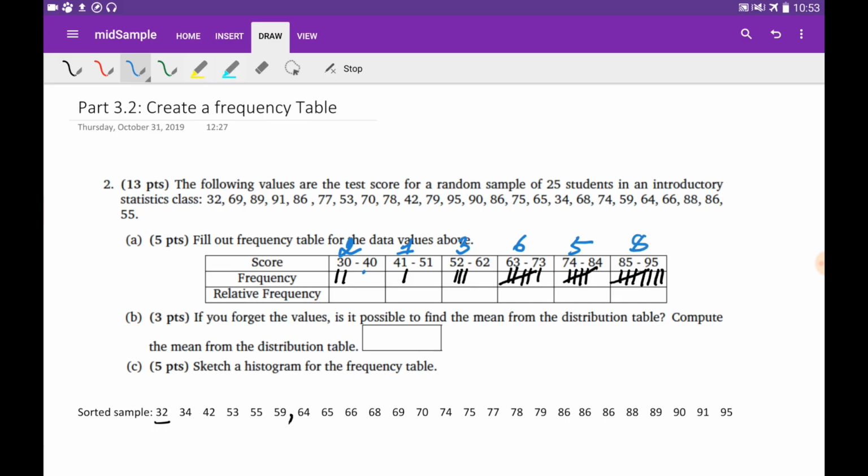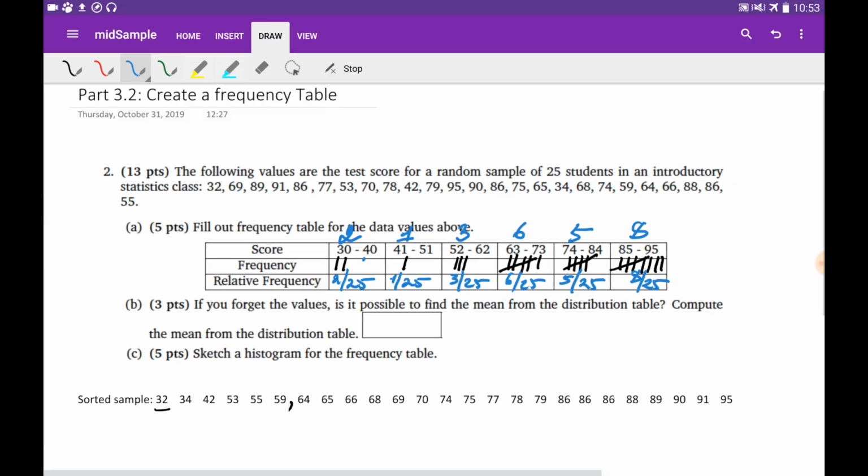In order to find the relative frequencies, I need to sum all of the frequencies, which is going to be 25, and I have to divide each frequency by the total amount of the frequencies. Here 2 divided by the 25, 1 divided by the 25, 3 divided by the 25, 6 divided by the 25, 5 over 25, 8 over 25. It's going to be the relative frequency table.